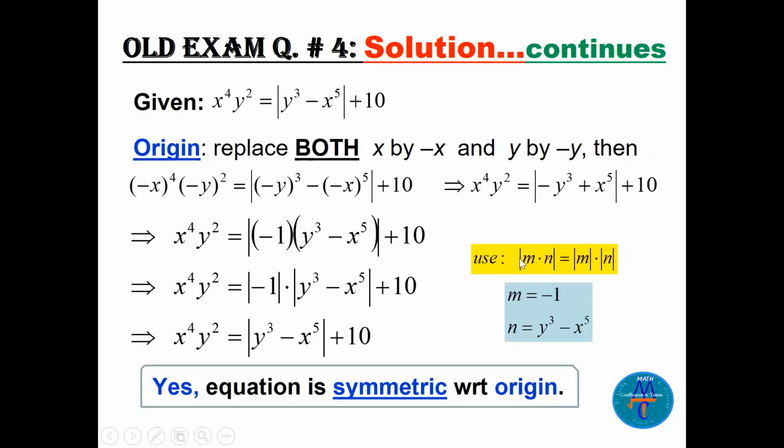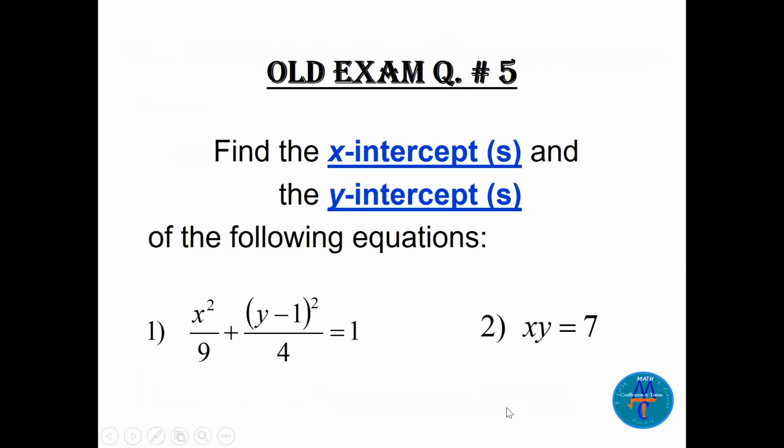Use this formula: absolute value of mn is the absolute value of m times the absolute value of n. Now this m and n, I put here in our question: it's minus 1 for the m, and the n is all this, y cubed minus x power 5. So this minus 1 will go, and this one becomes again the same equation, you see here? So that's symmetric with respect to the origin.